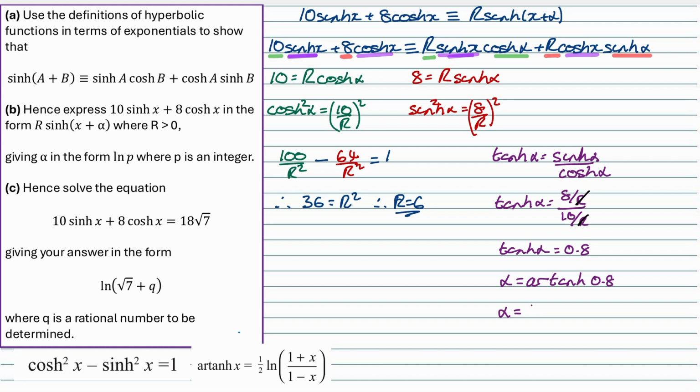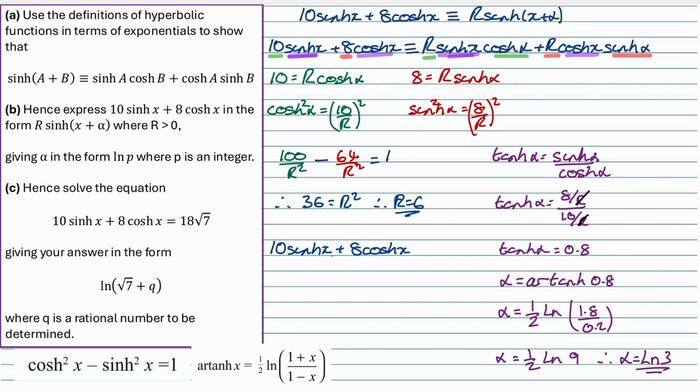So alpha will equal 1/2 of the natural log of 1 plus the 0.8, which gives us 1.8, over 1 minus the 0.8, which gives us 0.2. Then we can simplify this, and we'll get alpha is 1/2 times the natural log of 9. And now using the power rule, we can bring this half to the top over here, and this will be the square root of 9. So therefore alpha will be the natural log of 3.